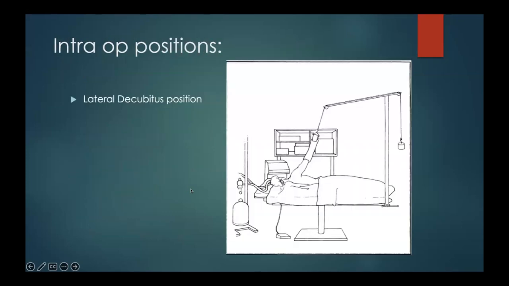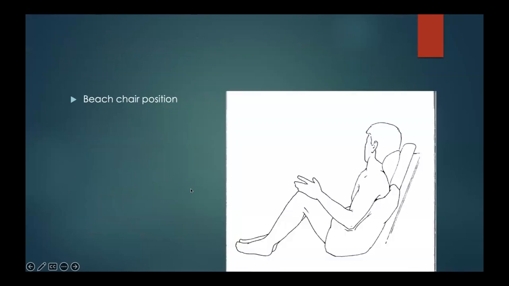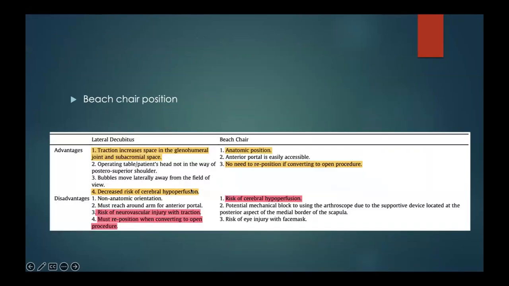First are the intraoperative positions. First, the lateral decubitus position. Another is the beach chair position. The main advantage of the lateral decubitus is that traction increases the space in the glenohumeral joint and subacromial space, and there is a decreased risk of cerebral hypoperfusion. In the beach chair, it is an anatomical position, with no need to reposition if converting into an open procedure. The disadvantage of the beach chair is a risk of cerebral hypoperfusion, whereas in lateral decubitus there is a risk of neurovascular injury with traction.